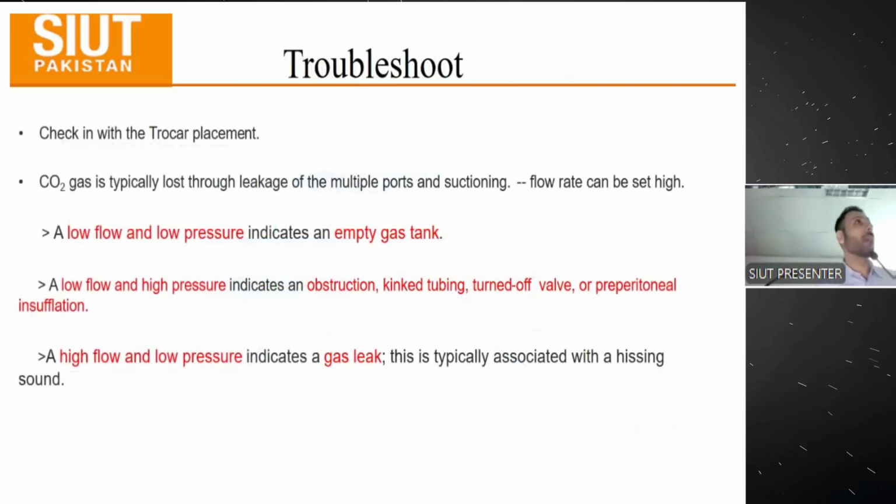You want to establish a pneumoperitoneum, but now you're running into trouble because the abdomen is not expanding. What do you do? Firstly, you need to check the trocars. Are the trocars in place? A low flow and a low pressure indicates that the gas tank might be empty. A low flow and a high pressure indicates that there might be an obstruction, kinked tube, turned-off valve, or a preperitoneal insufflation. A high flow and a low pressure indicates that there might be a gas leak.